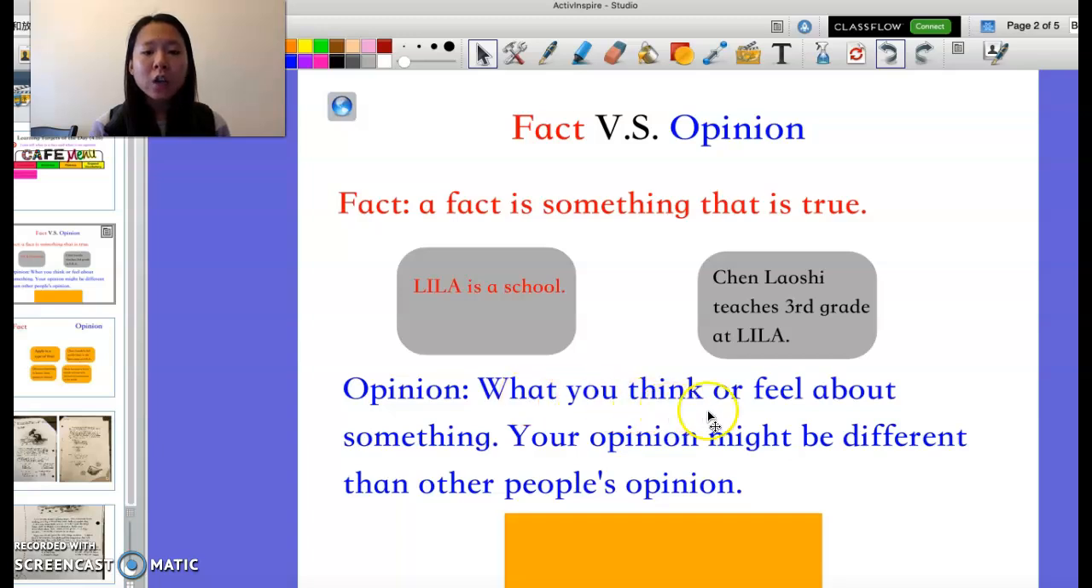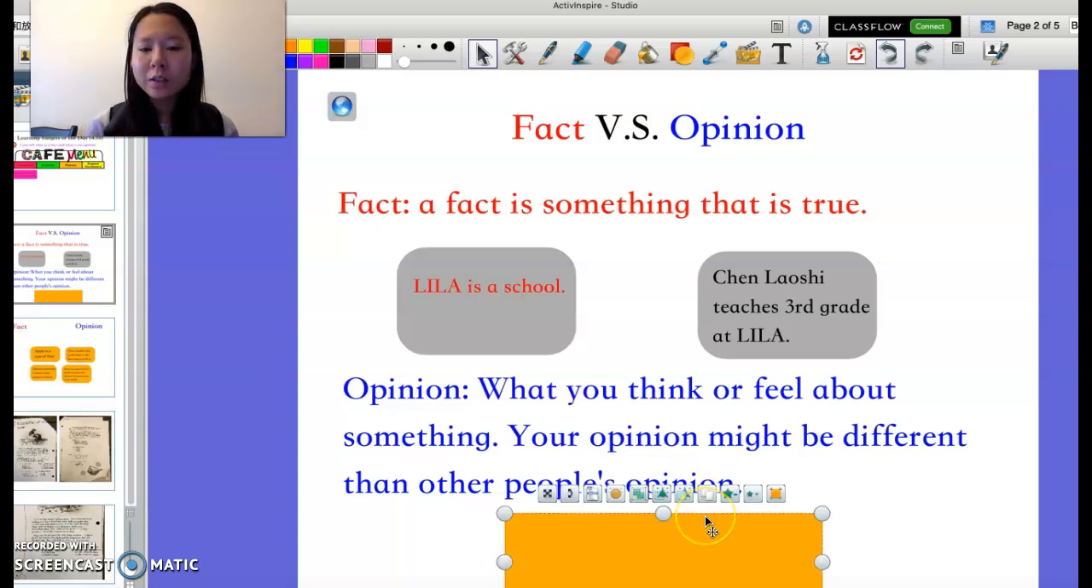And opinions. Opinion is what you think or feel about something. Your opinion might be different than other people's opinion. So for example, like the little teacher said in the video, you might be a cat person. So you might think cats are the best in the world. But a dog person might think dogs are way cuter than cats. So your opinion and that person's opinion is different. So opinion is just something that you think or you feel.